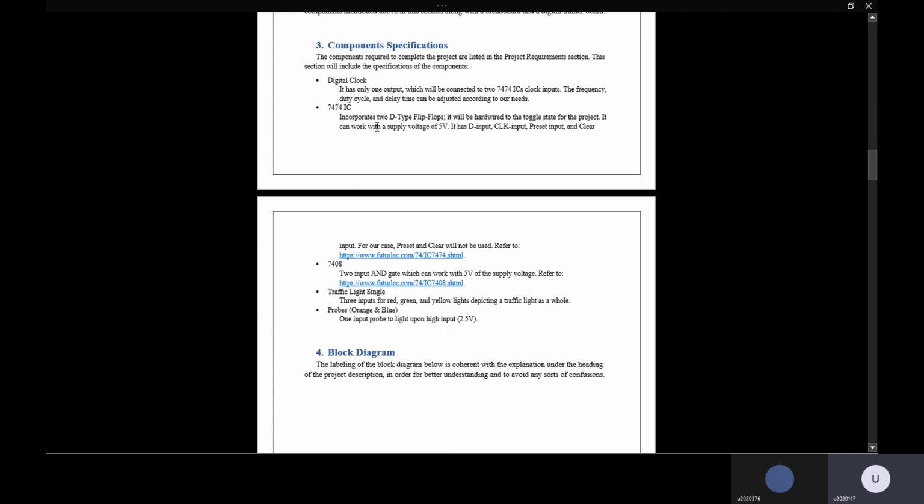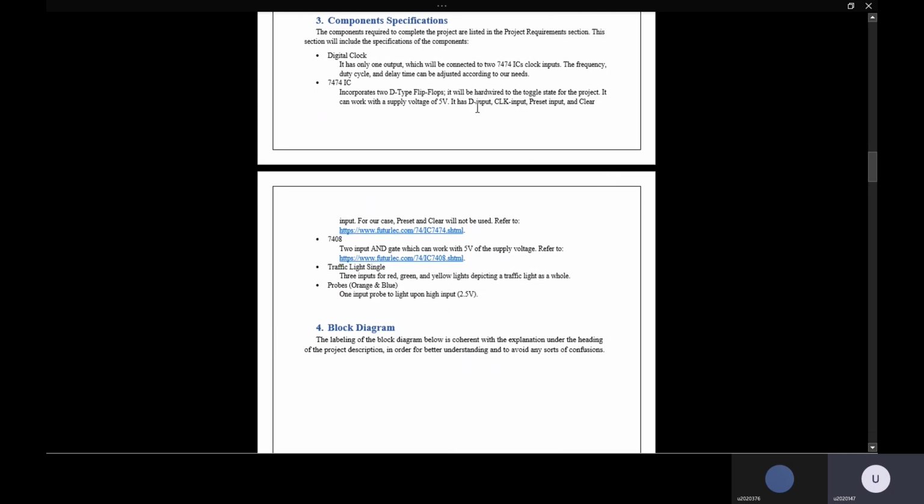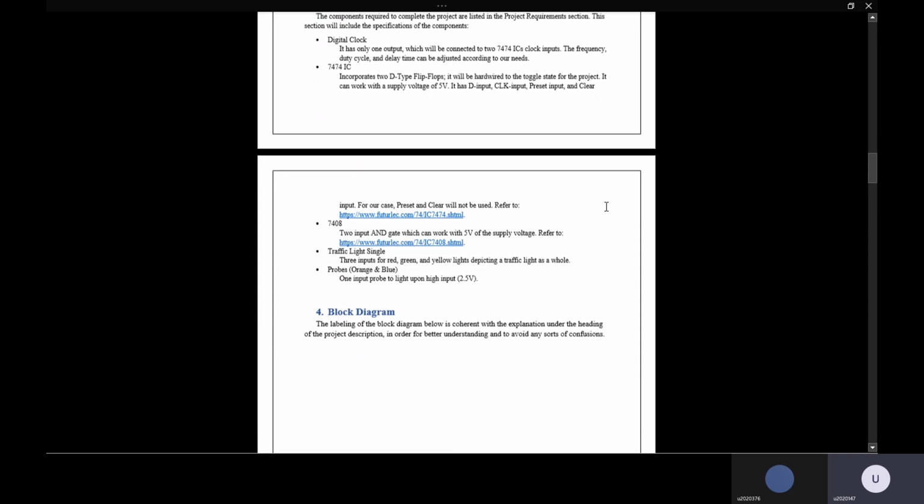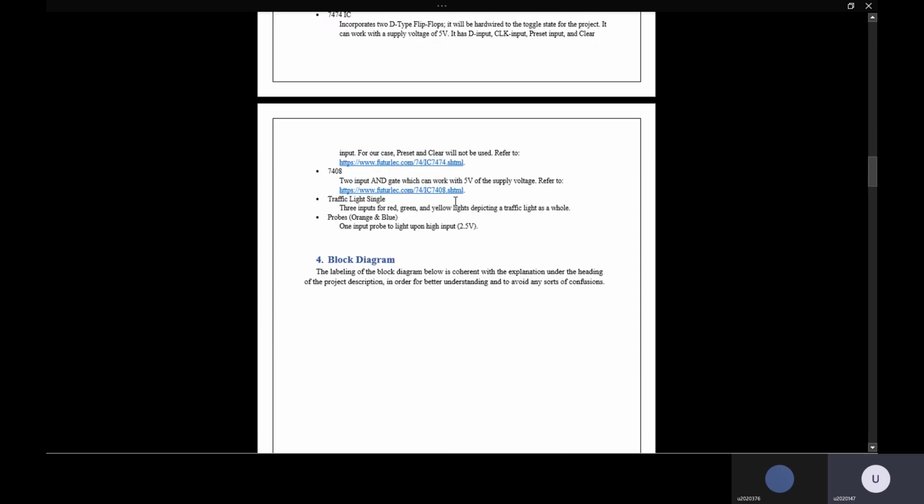Secondly, we will be using the dual D type flip-flop 7474 IC. We will hardwire this to the toggle state for our project. This IC has one data input, one clock input, a preset input and a clear input. But we will not be using the preset and clear inputs for our project. As already discussed before, we will be using the 7408 AND gate, two traffic lights and four probes.